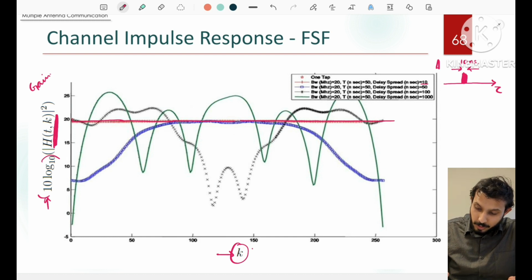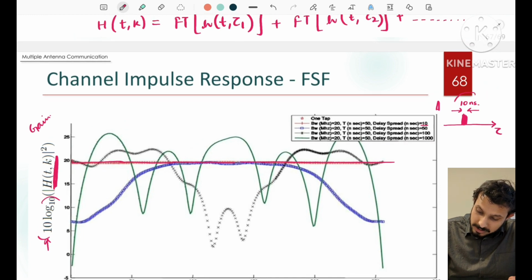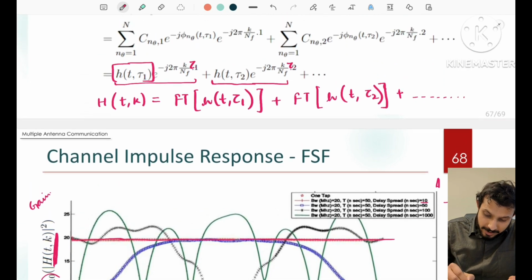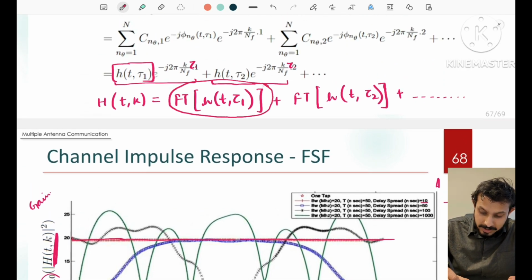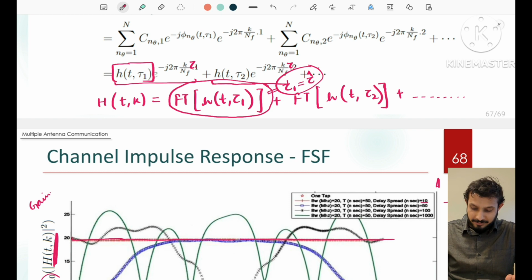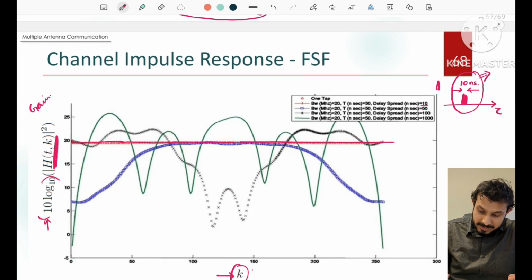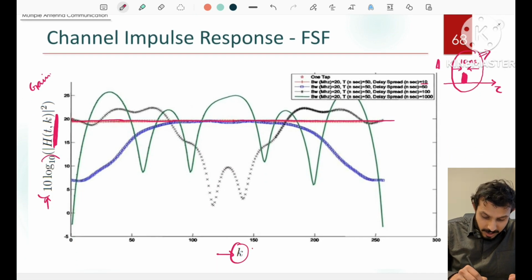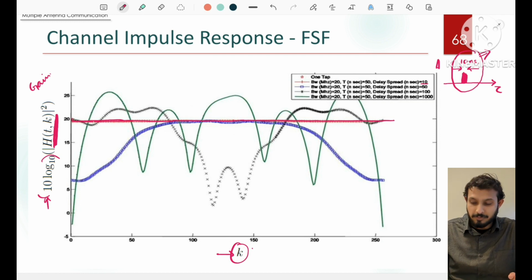And why is this so? Because the delay spread is very small. This situation arises in the flat fading scenario, as if we only have one resolvable path. That is, we are only considering tau 1 to be equal to tau hat. So that is the condition for flat fading. In flat fading, we can say we are achieving a frequency response that is constant with frequency.